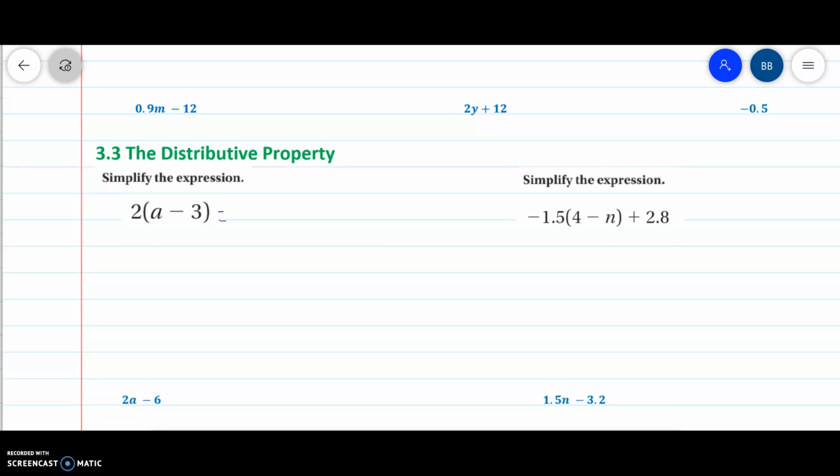This video is reviewing the distributive property. So I'll start with 2 times a minus 3. What this problem is really saying is that we're doing a minus 3 twice because we're multiplying it by 2.